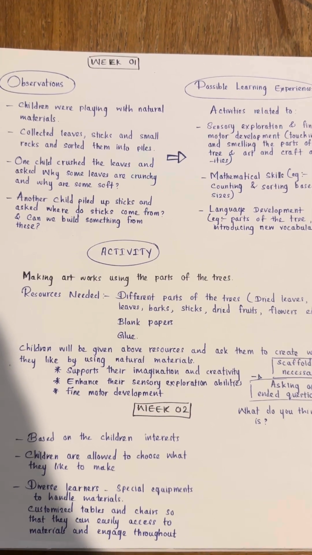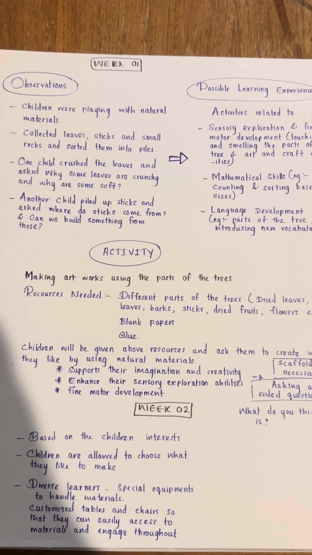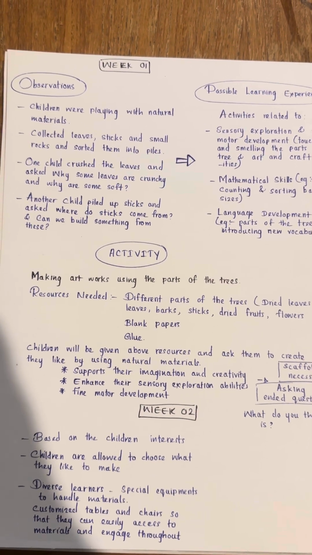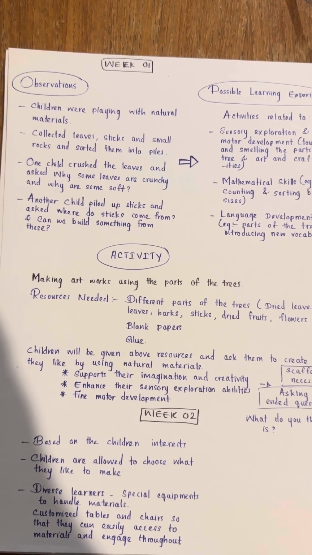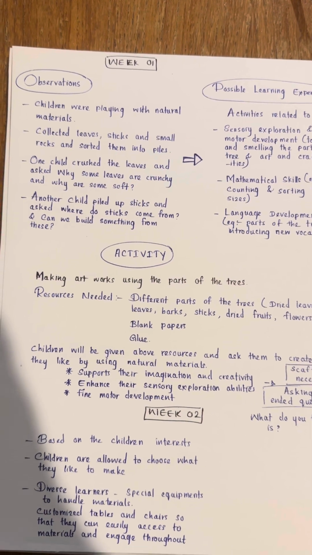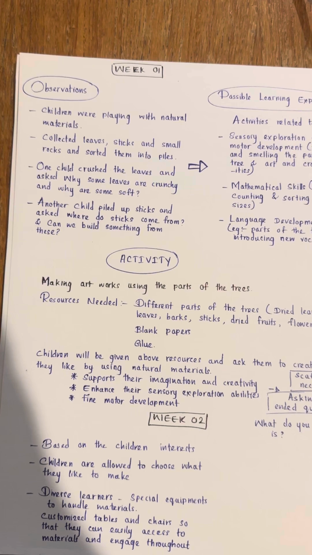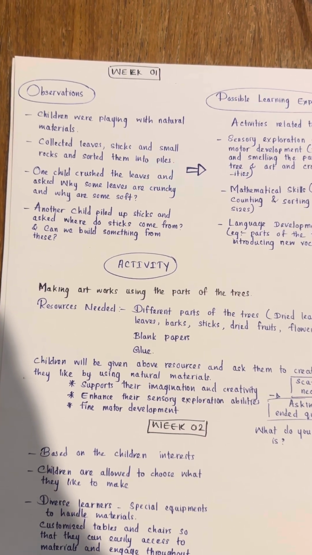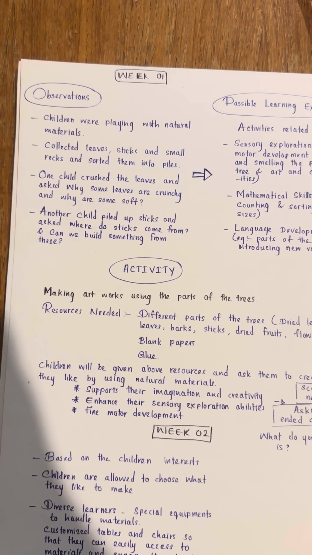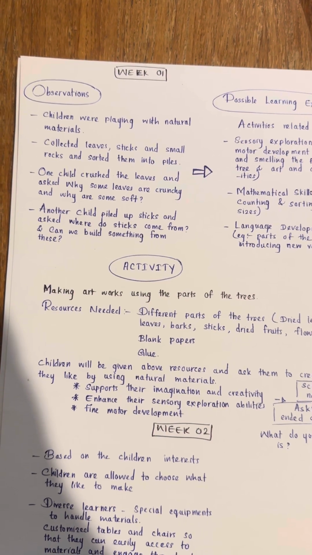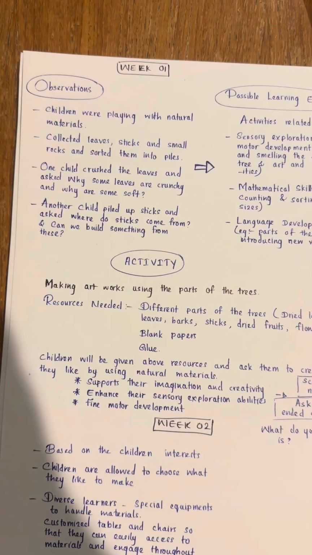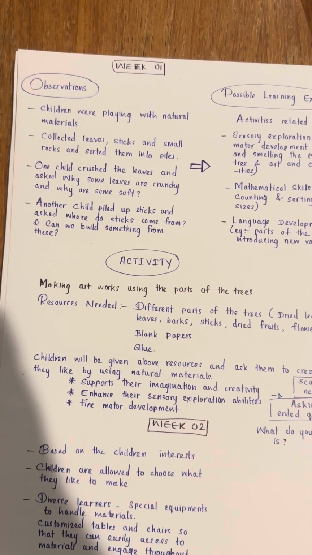craft activities. Also, this can be extended into learning experiences related to mathematical skills such as counting and sorting based on sizes. Also, it is possible to do activities like introducing the parts of the tree, which can help them to get familiar with the vocabulary such as barks, roots, and stems, etc.